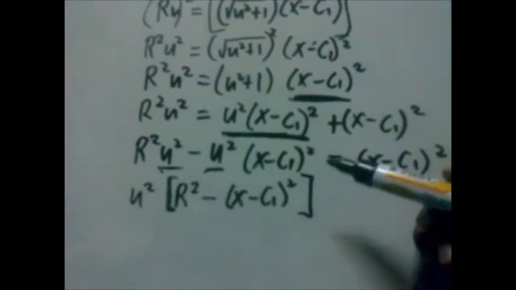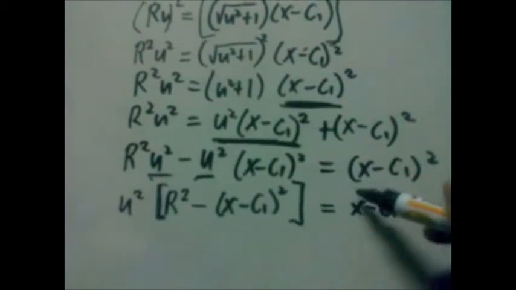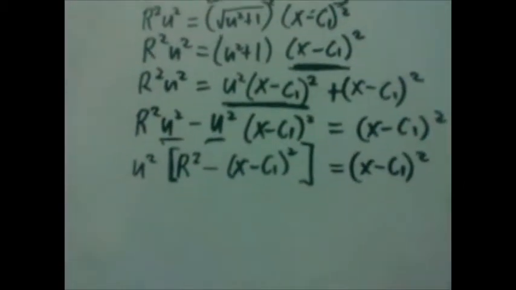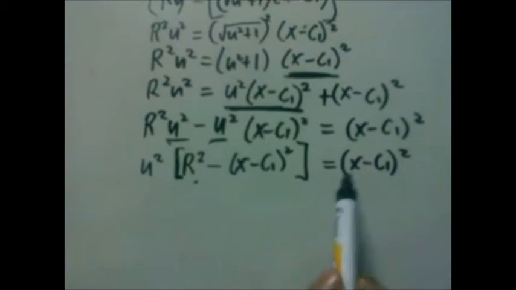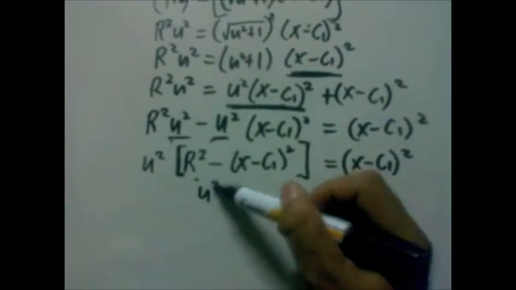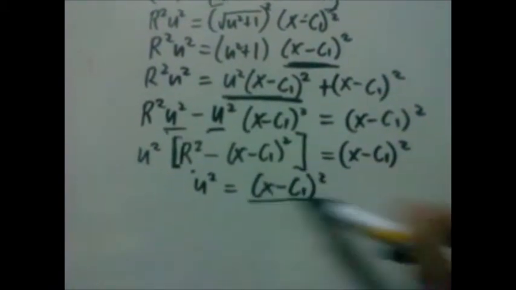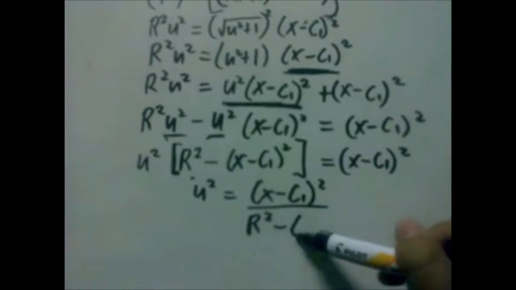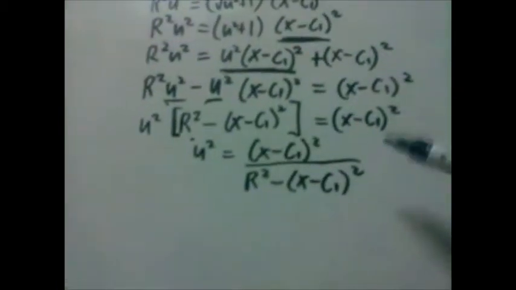Okay, so this is equal to x minus c1 squared. By this we have to transfer this term to become the denominator of the terms on the right side of the equation. So u squared now is equal to x minus c1 squared over r squared minus x minus c1 squared. Okay, so this is it now.